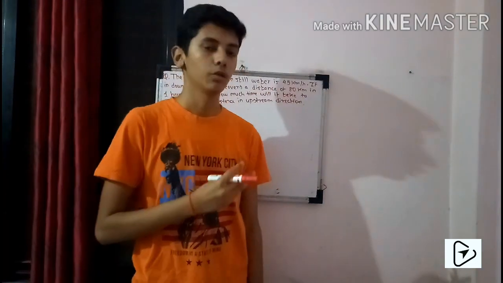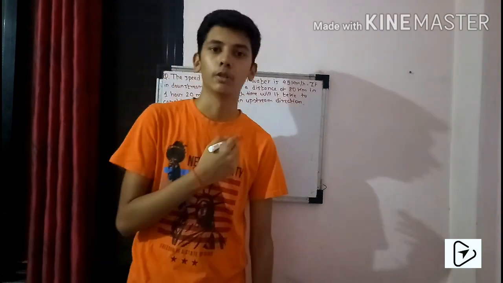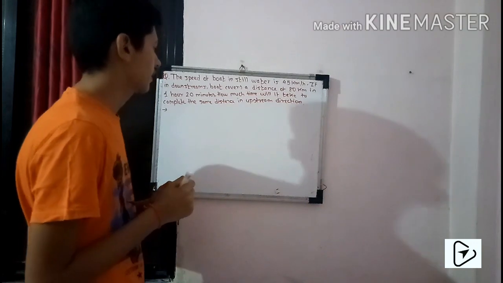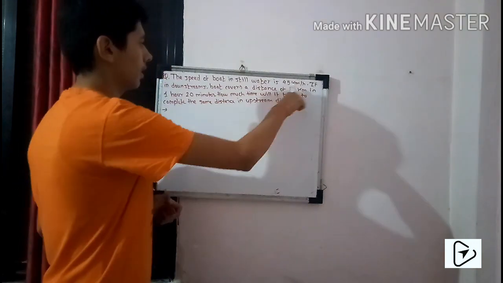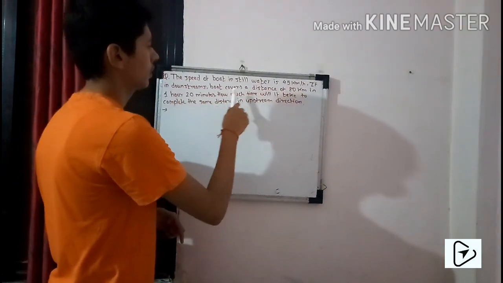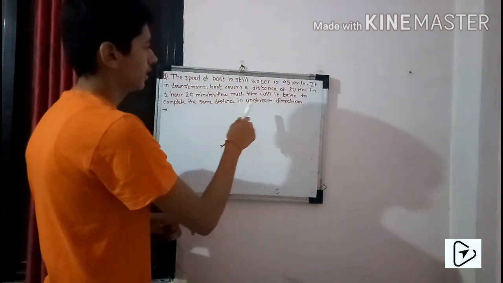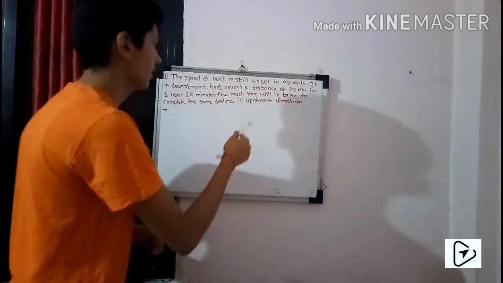Now we will try to solve this question. This question is a little trickier than the previous one. See what is given. The speed of the boat in still water is 45 km per hour. If in downstream the boat covers a distance of 80 kilometers in 1 hour 20 minutes, how much time will it take to complete the same distance in upstream?